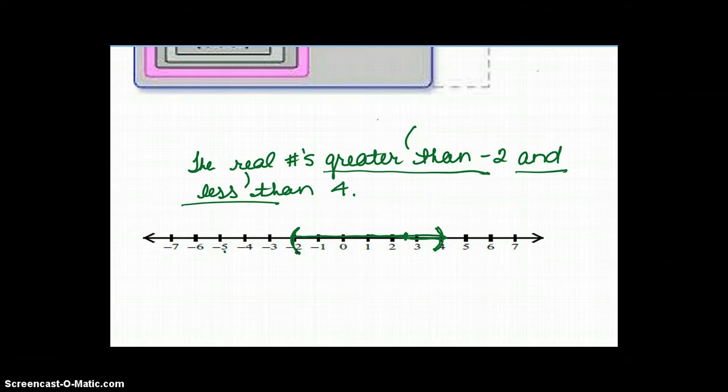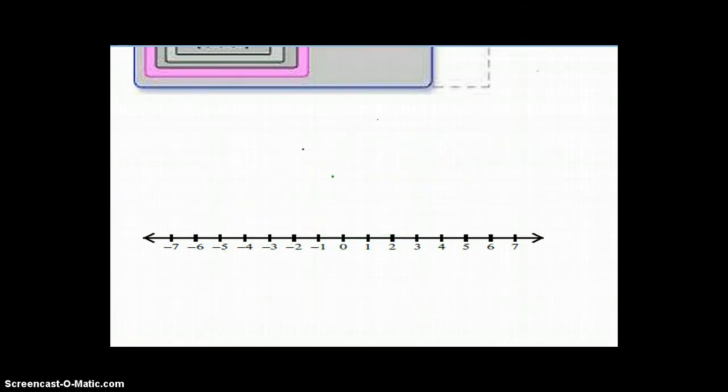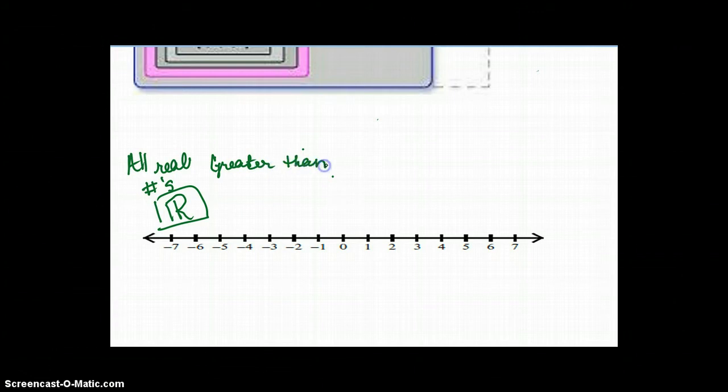Let's look at one that does include the numbers. So in this one, we're going to do a little bit of a combination. I'm going to say that this number, let me grab a pen here, is going to be greater than, let's say all real numbers, and all real numbers have a cool symbol. It's 2 lines with an R going through. This symbol means all real numbers. So let's talk about all real numbers greater than or equal to -5 and less than 3.